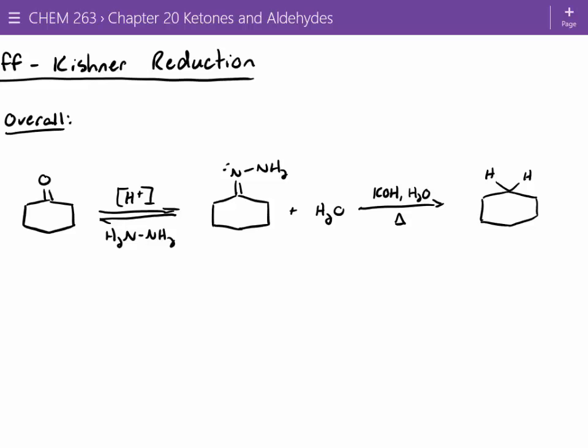So this looks pretty similar to the Clemmensen reduction, right? And those were for aryl ketones, but this will work on normal aliphatic ketones as well. Does it blow up when you do that? No, it's kind of cool though, because when you create nitrogen gas, the solution starts to bubble, and that's how you know it's working. And when it stops bubbling, you know it's probably done. So it's a nice, quick, easy reaction to watch.